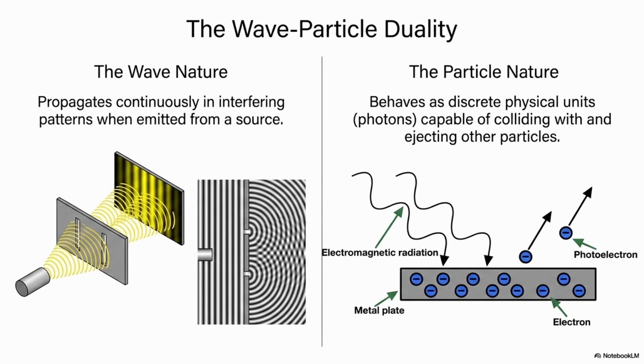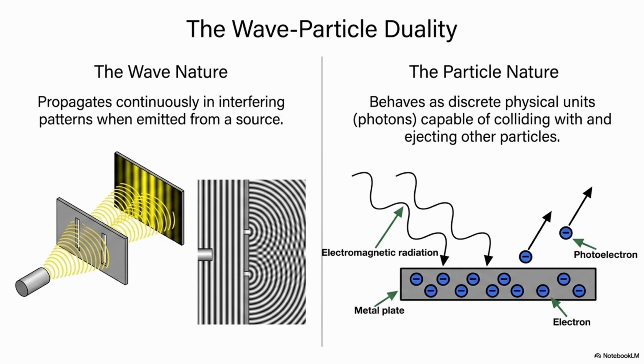So a wave couldn't do that. No, a continuous wave couldn't eject an electron like that. Ejecting a particle requires a physical billiard ball style collision. Only a discrete unit could knock an electron out of orbit. So it travels as a wave, but the moment it hits matter, it acts like a discrete physical particle. That is just wow. So where does this impossible wave-particle hybrid actually come from?